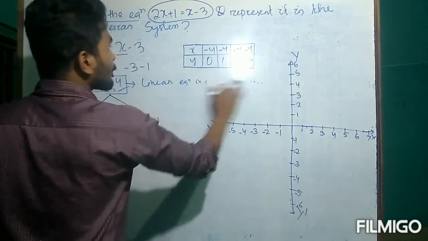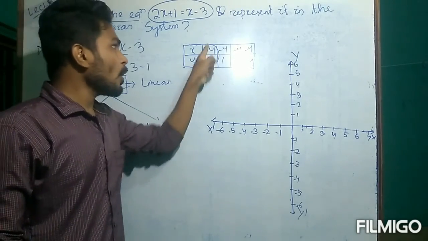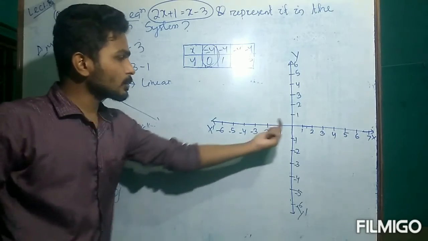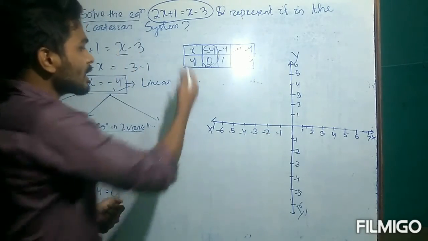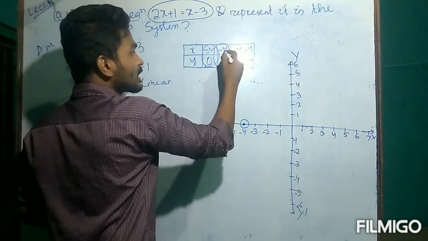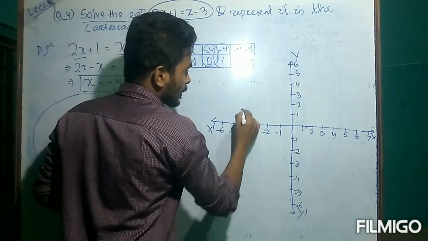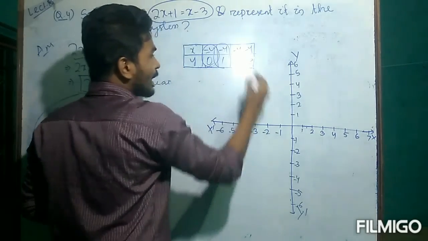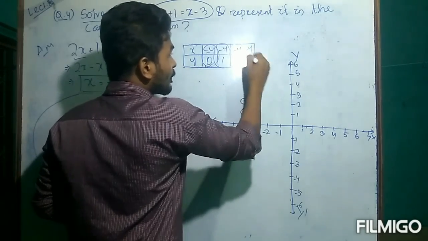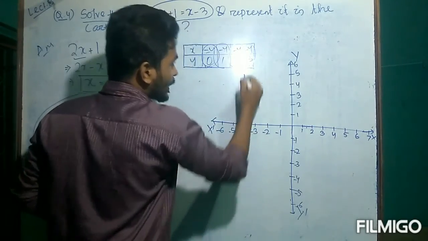Now we have to represent those points on the Cartesian coordinate system. So the first point is minus 4, 0. Since the y coordinate is 0, the point minus 4, 0 should lie on the x axis, and the x coordinate has a minus sign, so it should lie towards the negative direction of the x axis, that is minus 4 units in the negative direction. Now the second point is minus 4 on the x axis and 1 on the y axis. Then minus 4, 2, then minus 4, 3. Now join all these and extend that.